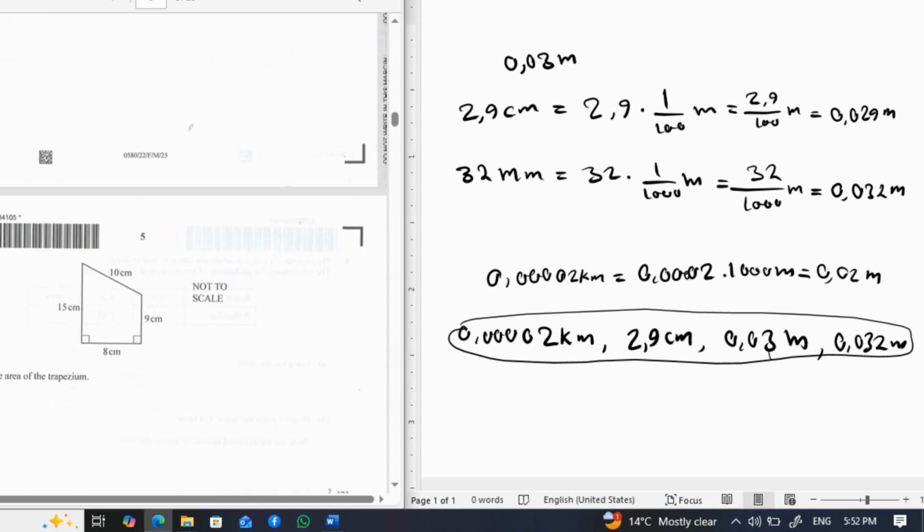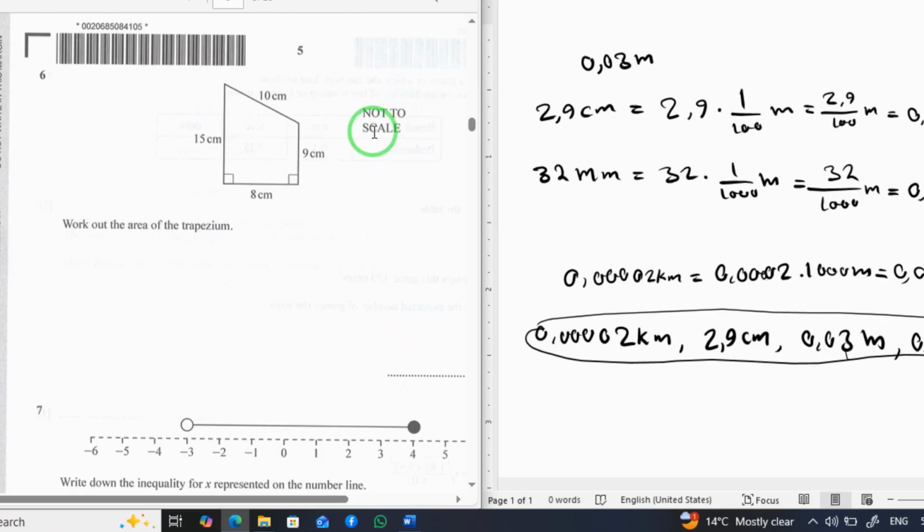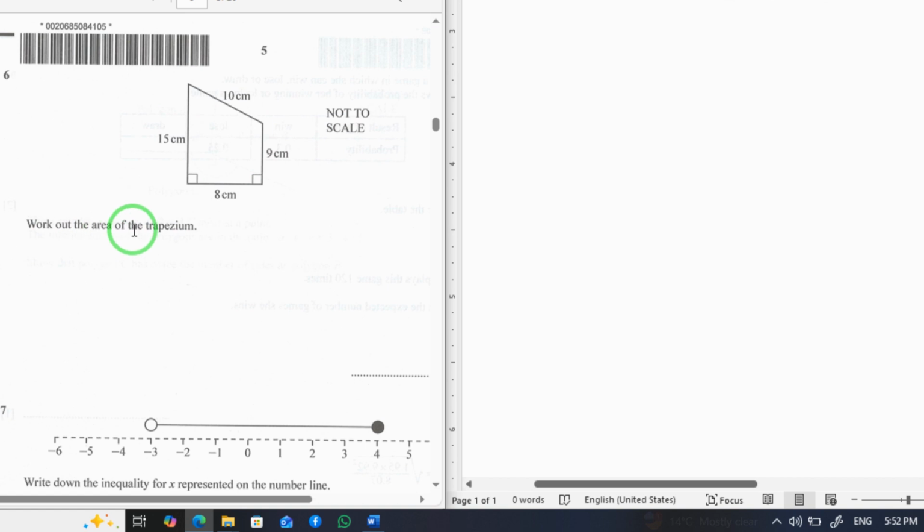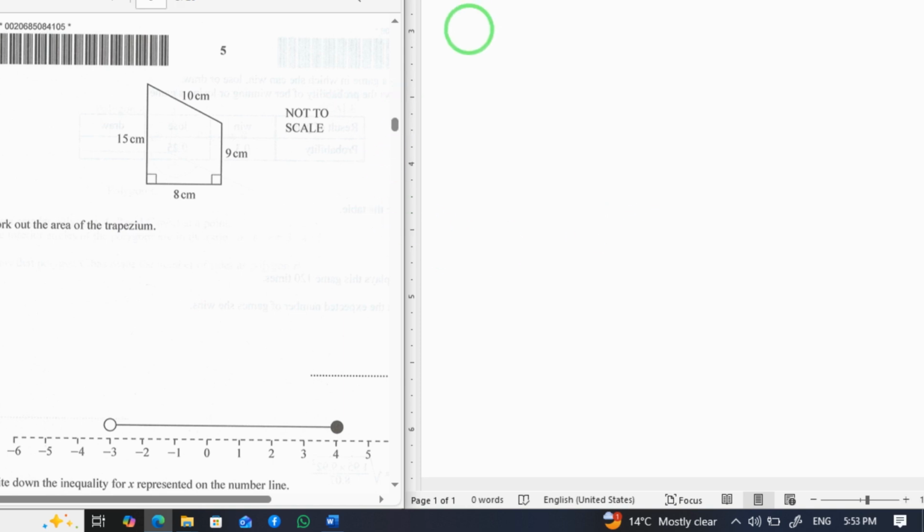Now we come to question number 6. Question number 6: a not-to-scale figure is drawn. Work out the area of the trapezium. How can we calculate the area of this trapezium?